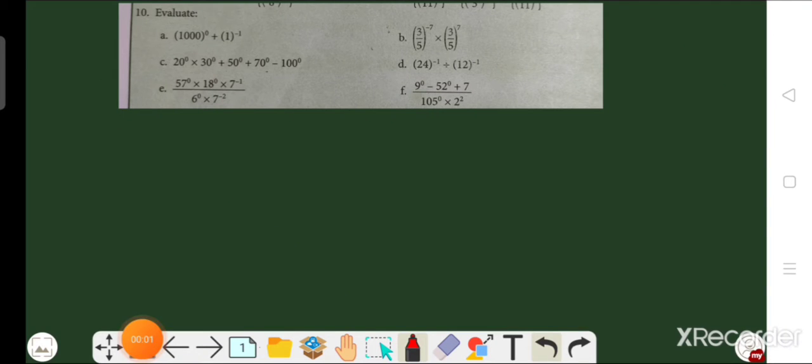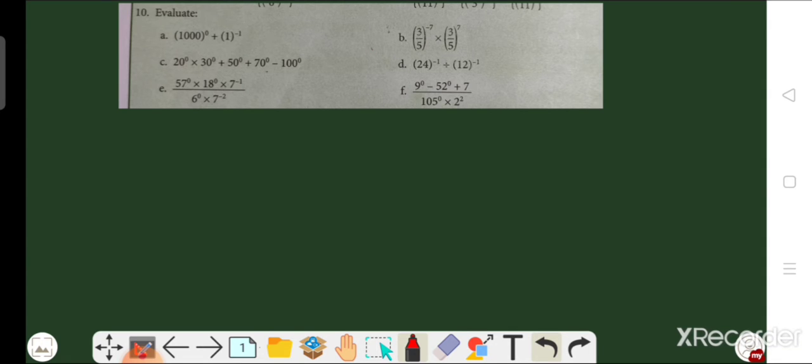Morning class. As you all know, beta, in the previous video we completed our exercise 2.1 up to the 9th question. Now we will solve question number 10. Now look at question number 10. Evaluate. In this question we have to evaluate the exponential terms and find the final value of the answer.